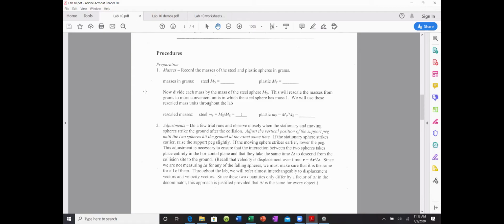They're all going to be measured in kind of arbitrary non-standard units. So with that in mind, I'd like to talk about mass. There's only 2 masses to keep track of in the problem. Mass of a steel marble. The steel and plastic are the same size, but the steel, of course, is more dense, and so the steel mass is higher than the plastic mass. So I'm going to tell you these 2 numbers right here. Record the masses of the steel and plastic spheres in grams.